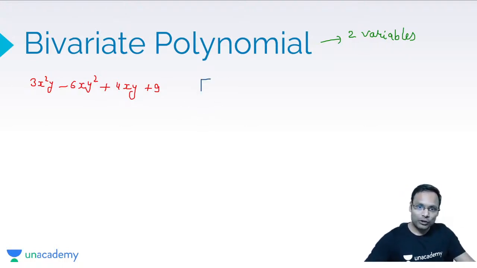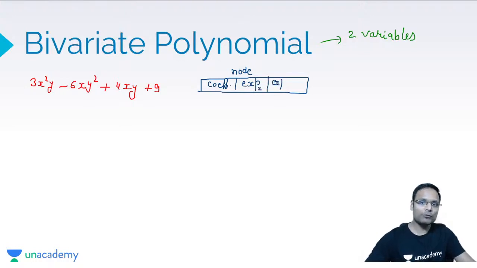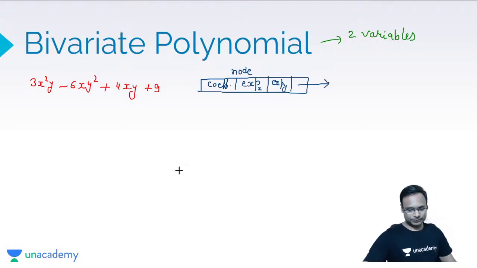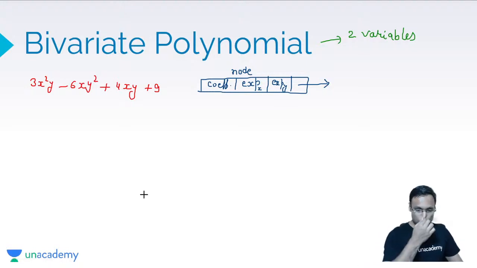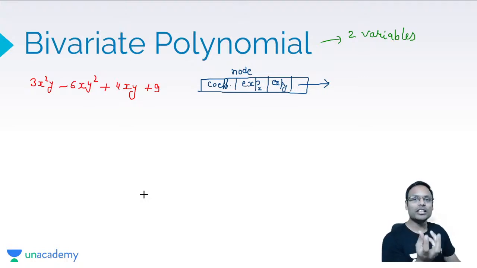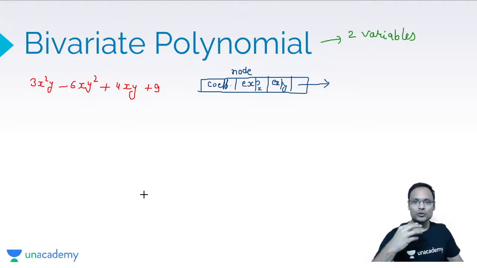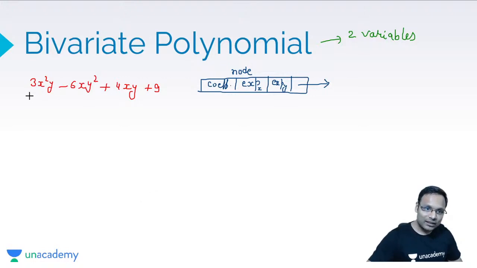For this particular polynomial, you will be having node like this. In each term, you are having one coefficient, of course. After that, you are having an exponent for first variable x, second exponent of y, and after that, you are having a next pointer. So it's like more than one type of data you are storing on each node, and one pointer you are storing so that you can represent one entire term.